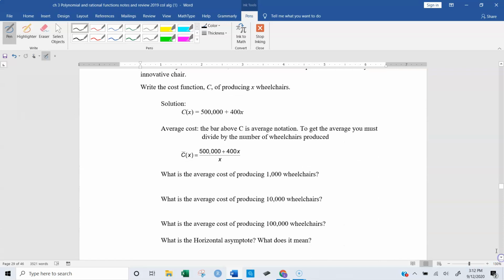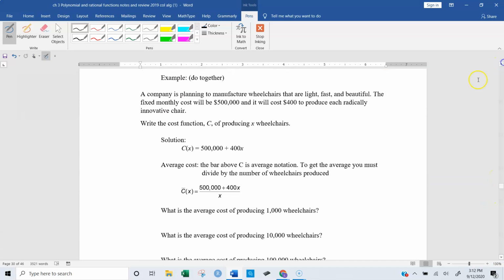All right, a little bit of together just to see what's happening. No actual math here. I'm going to give you a cost function. So a monthly fixed cost of $500 will increase $400 to produce each wheelchair. So it's 500 to start, plus 400, and X is the number of wheelchairs. To find an average, you divide by your number, right? So you divide by X. So this C bar means average. So whenever you see a bar above, that means average. This happens to be a cost function average.